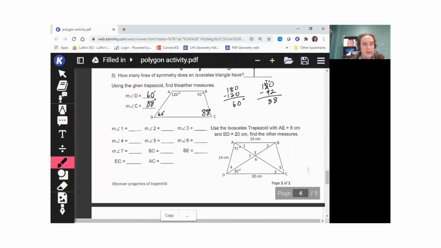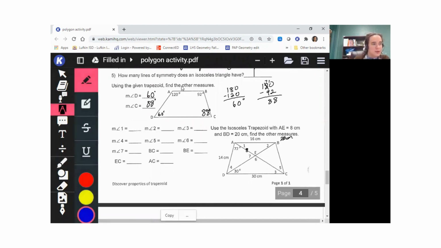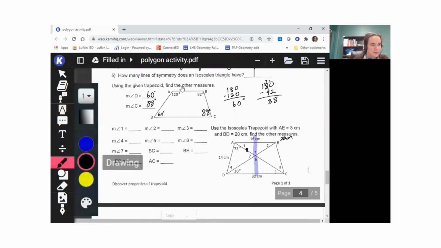And then our next example, we are using an isosceles trapezoid. And we have that AE equals 8, so this length is 8 centimeters. And BD, that's the whole diagonal, is 20 centimeters. We want to find the measures of the other angles and lengths. So first off, I am going to put my line of symmetry in here to help us remember that what's on one side is on the other.